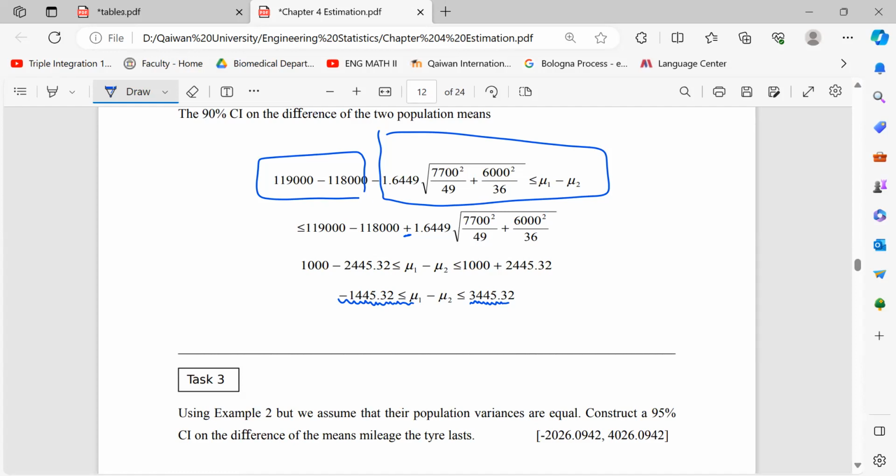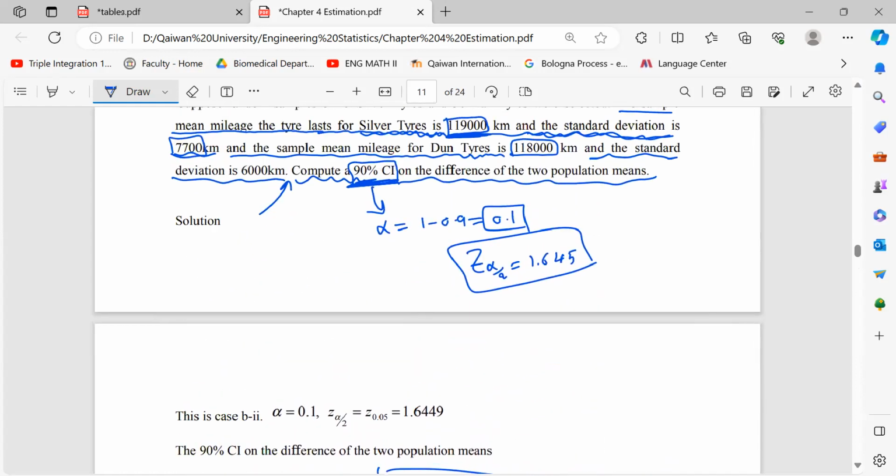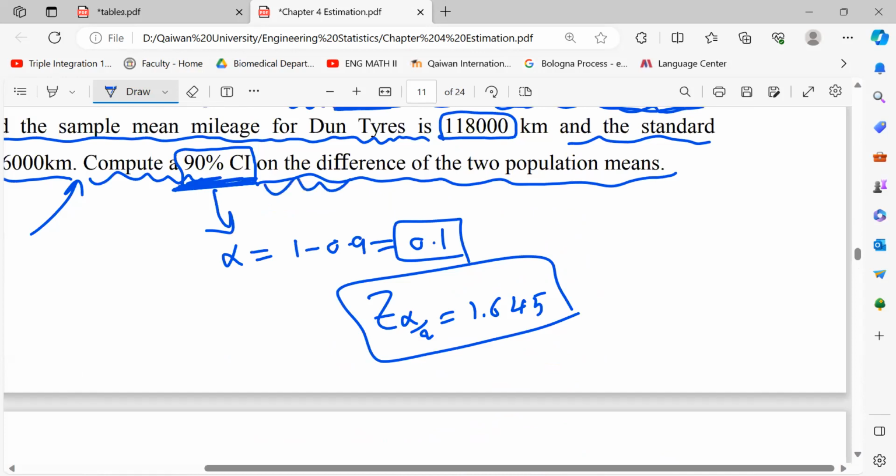Difference of two means. The question says on the difference of the two populations, or on the population means. So you need to find the difference. As you have two means given, we need to find their difference.